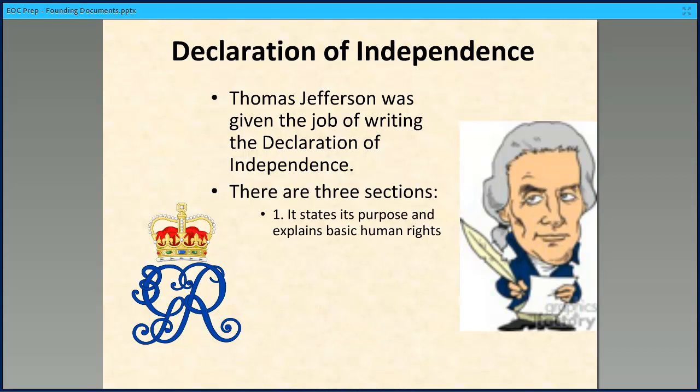So in the first section, it just spells out its purpose. Think of this as sort of like an introduction paragraph. It's explaining, okay, why are we writing this letter in the first place? And it was also laying out basic human rights, sort of setting the stage for the rest of the document.